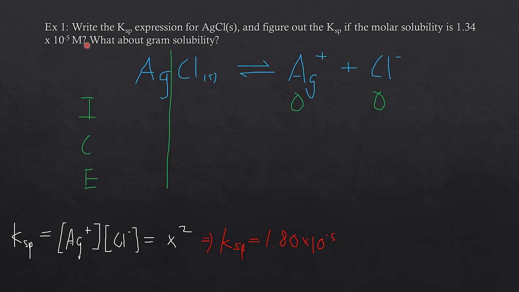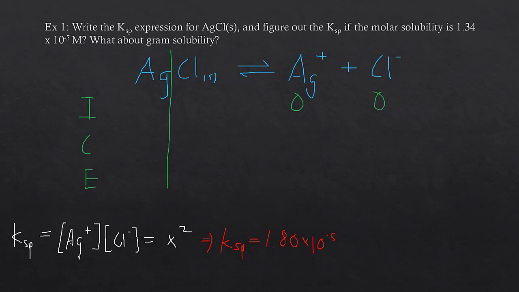So I have: write the Ksp expression for AgCl and figure out the Ksp if the molar solubility is 1.34 times 10 to the negative 5, right? So first, I've already written out AgCl into its two forms, Ag plus and Cl minus. So now, because this is a K expression, we're just going to do it how we would normally do it. We're going to start off with the nice table, right? So we're bringing those back once again. So what's going to happen is we have our ICE table.